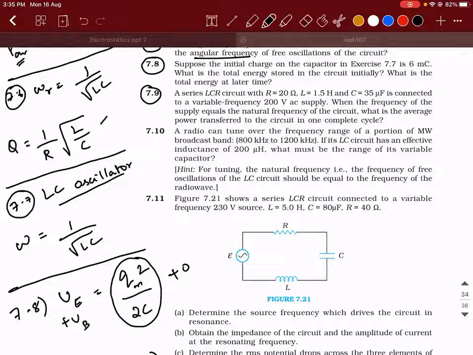See, there is a series LCR circuit where R is 20 ohm, L is 1.5 Henry, and C is equal to 35 microfarad. They are connected to a variable frequency 200 volt AC supply. This 200 volt is the RMS value.